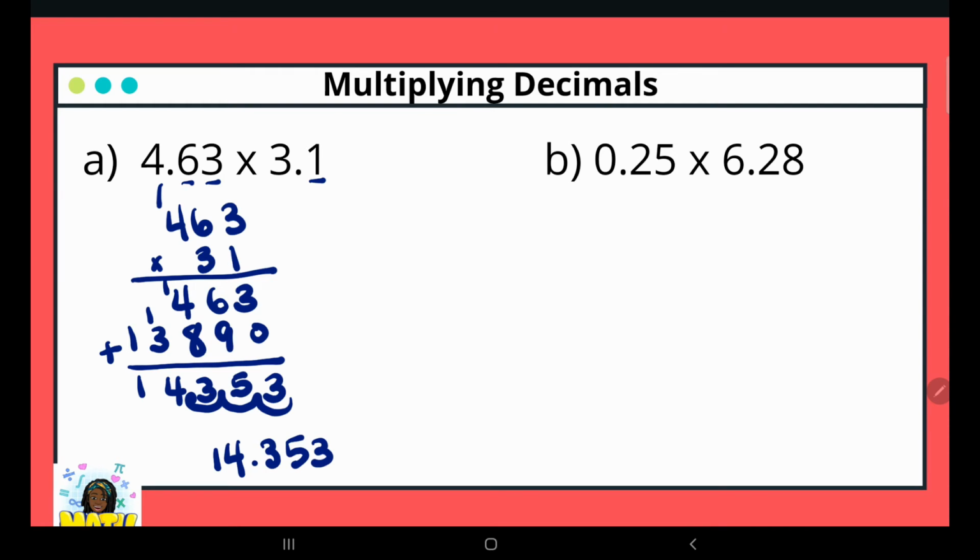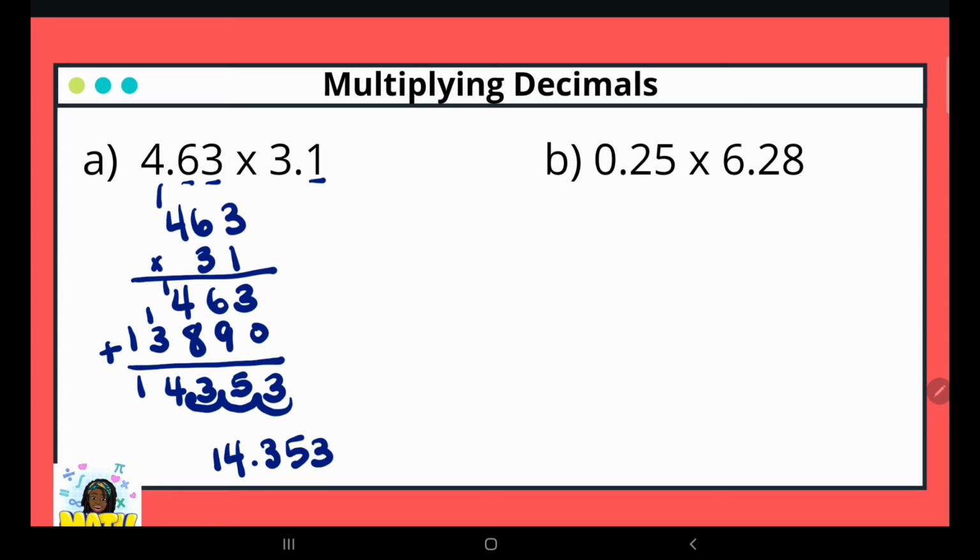Now, if we're estimating, we can say that this is really about 5. 5 times 3 is 15. It is pretty close to it, right? 4 times 3 is 12. So we know that our answer would need to fall somewhere between 12 and 15.